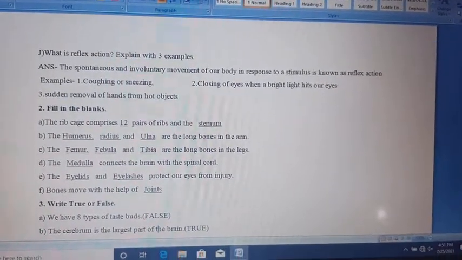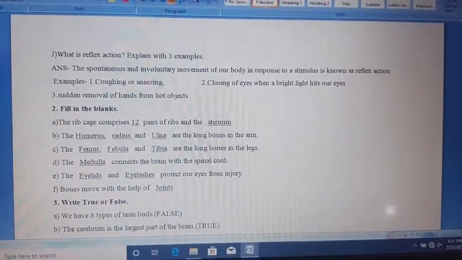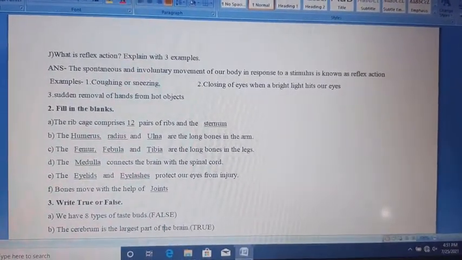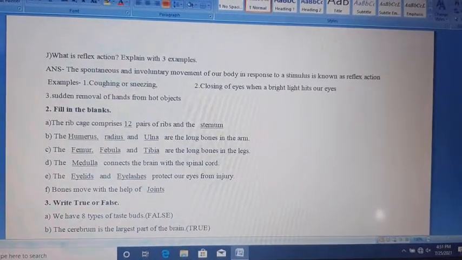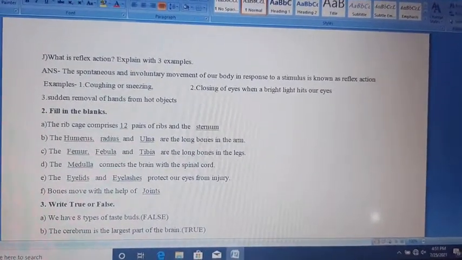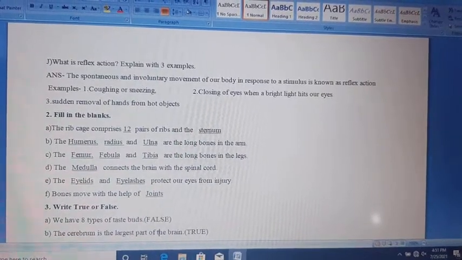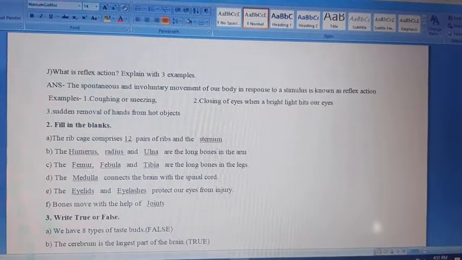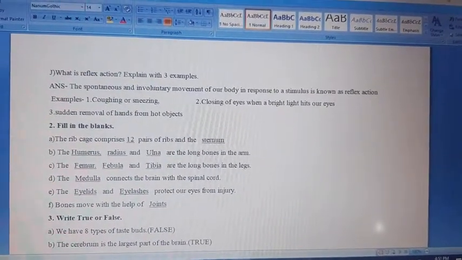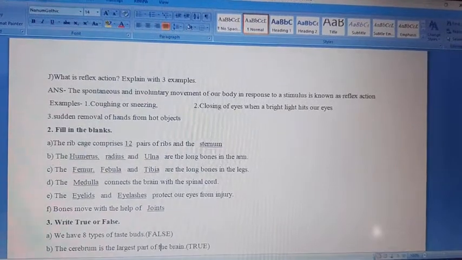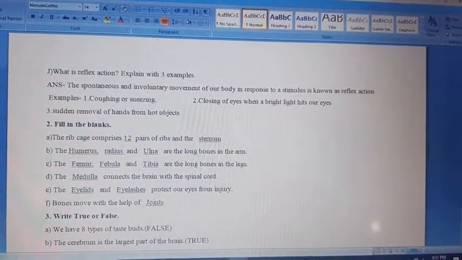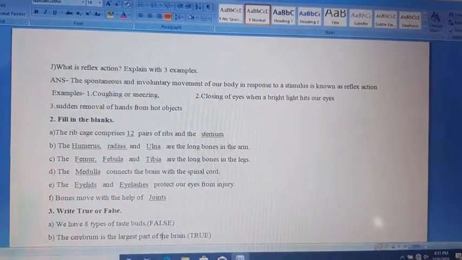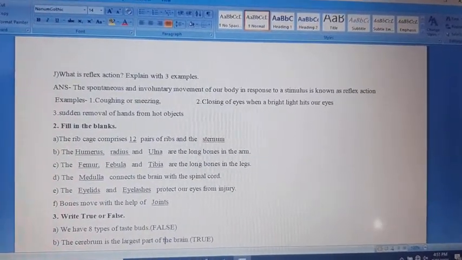What is reflex action? Explain with 3 examples. Answer. The spontaneous and involuntary movement of our body in response to a stimulus is known as reflex action. Example 1. Coughing or sneezing. 2. Closing of eyes when a bright light hits our eyes. 3. Sudden removal of hands from hot objects.